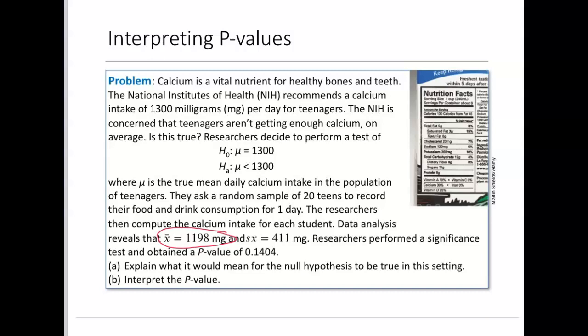All right, so A, explain what it would mean for the null hypothesis to be true in this situation. So if the null hypothesis is true, then the average teenager does take in 1,300 milligrams of calcium a day. B, interpret the p-value.